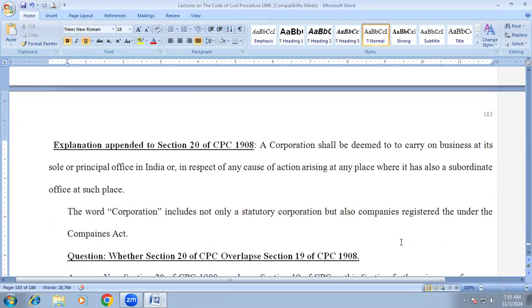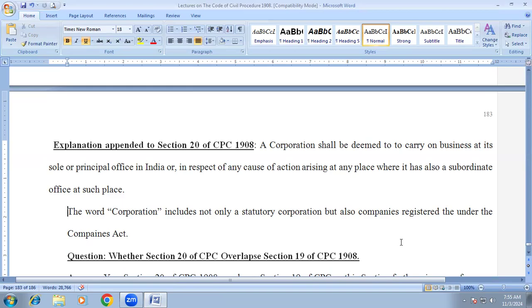Okay, that means to say, if there is a company or a corporation, let us take an example of Mahindra and Mahindra company. The principal office or registered office or sole office of that corporation or company is situated within the jurisdiction of Mumbai court. So the corporation shall be deemed to carry on business in Mumbai where it has its principal or sole office. Or if there is any branch or subordinate office, then the corporation shall also be deemed to carry on business from that subordinate office as well.